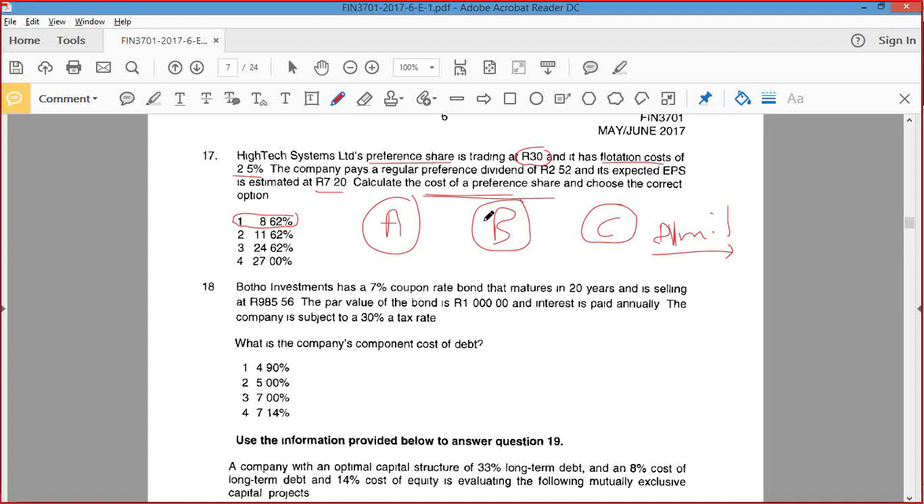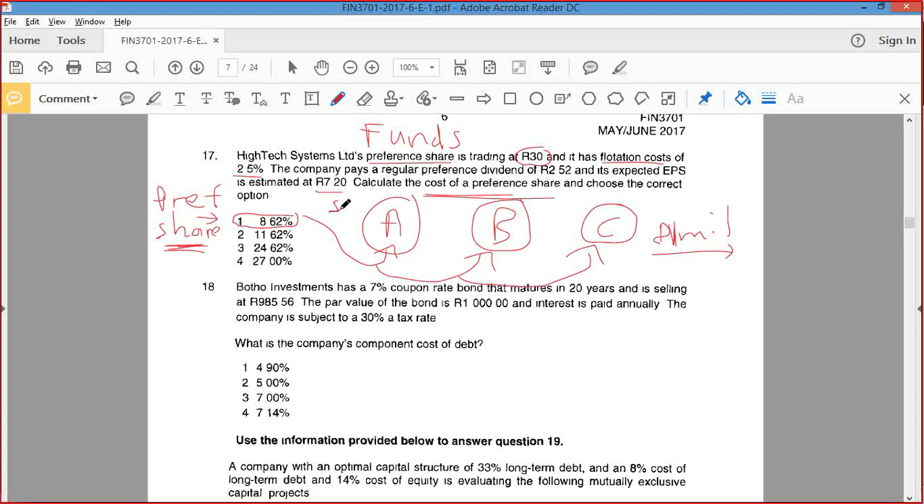If I'm going to be issuing preference shares, which I'm doing here, then those preference shares are going to carry a cost of 8.62%. That's what you're basically saying. So if I'm raising funds through an issue of preference shares, I'm going to require a cost of 8.62% in order to raise that capital. And then that capital will be invested in A, B, and C.